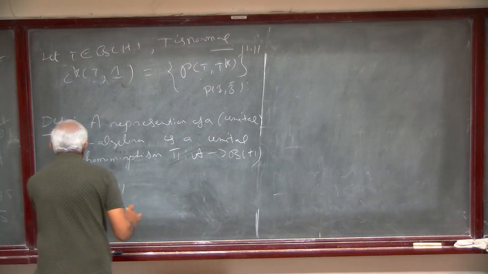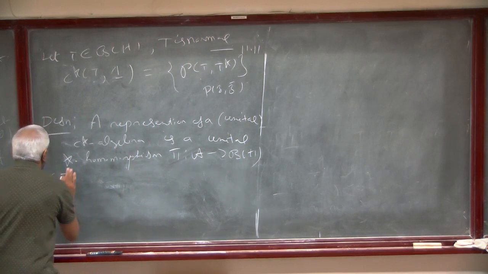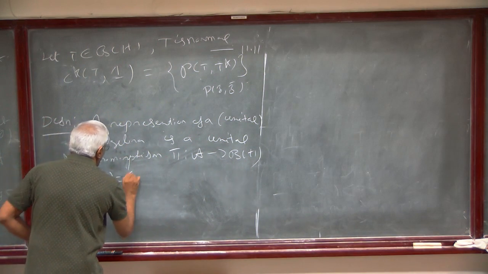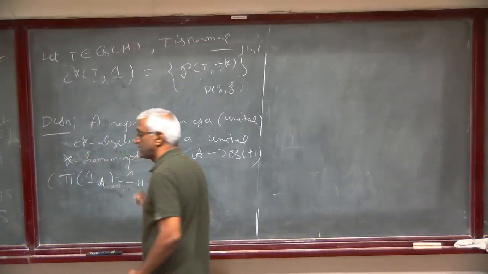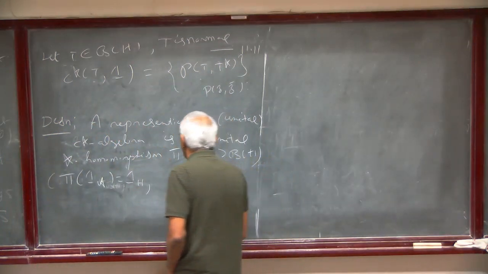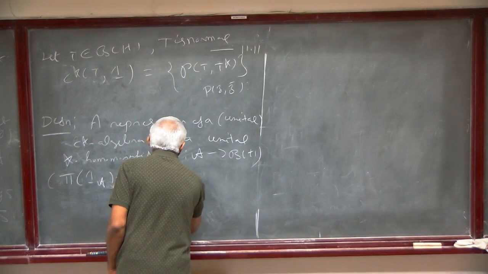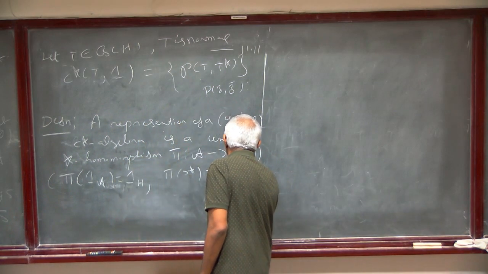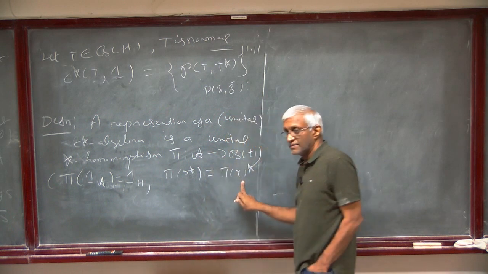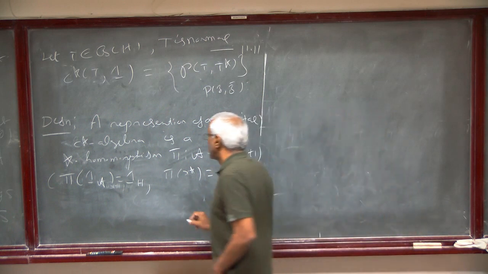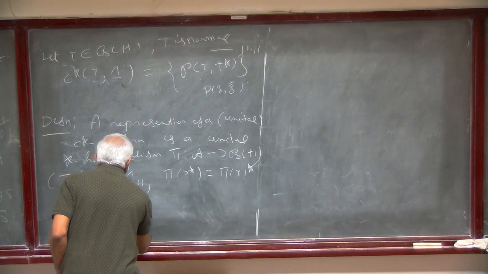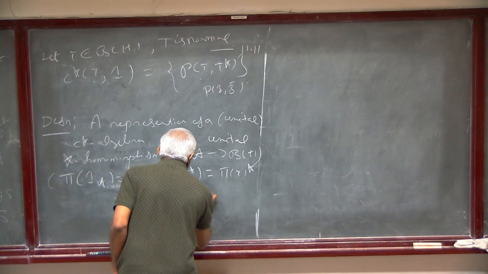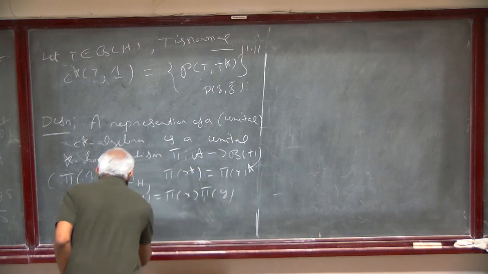Or I will write it as phi of 1_A equal to 1_H. This is the identity operator of H. And pi of x star, this is a star in the C-star algebra, which is the same as the adjoint operator, pi of x star. And pi of xy is equal to pi of x, pi of y. And further, pi is linear.